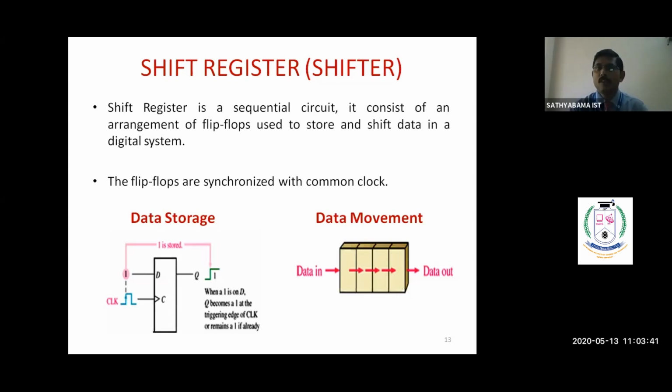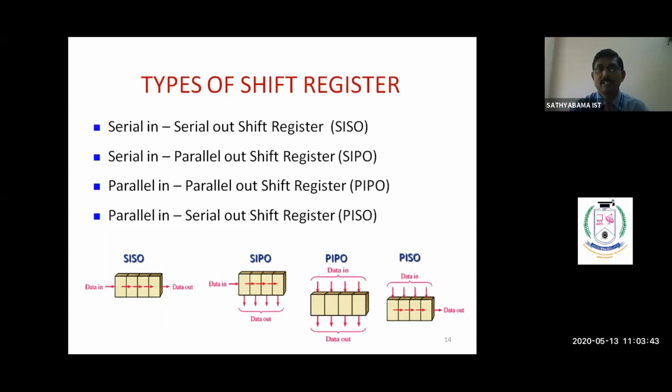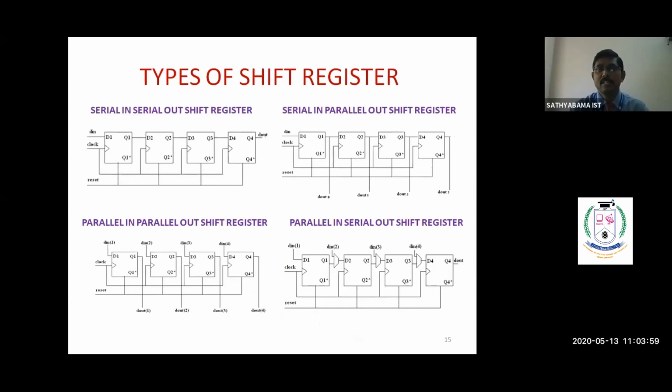There are 4 types of shift register: serial in, serial out shift register; serial in, parallel out shift register; parallel in, parallel out shift register; and parallel in, serial out shift register. So these are the basic 4 types of shift registers, and these are the corresponding functionality of these 4 types. So this is the detailed structure of these 4 types of shift register.